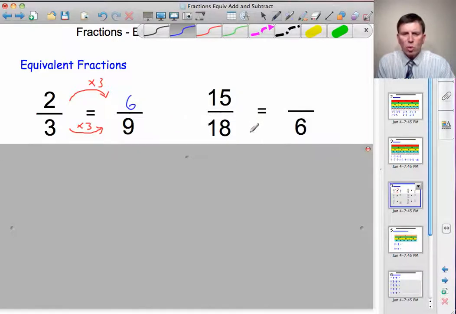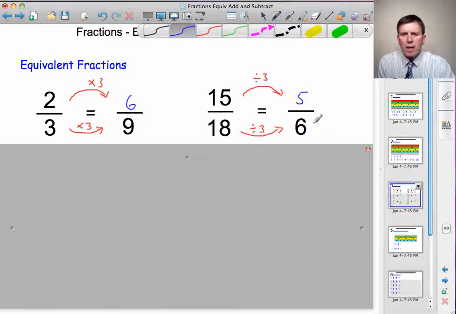What about this second one? How do we get from 18 to 6? Well, we've divided this time, divided by 3. So we must do the same to the top. 15 divided by 3 is 5. So 15/18 is equal to 5/6.